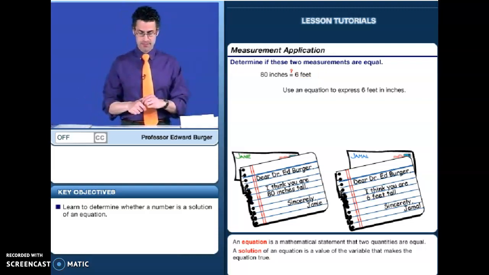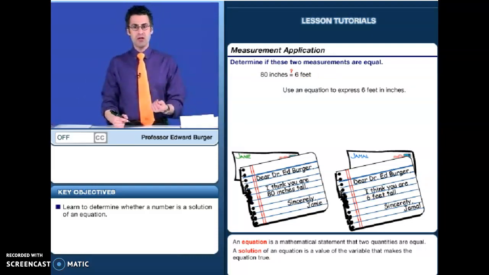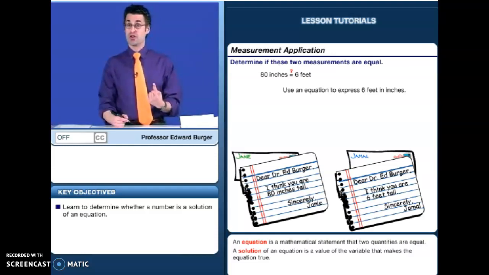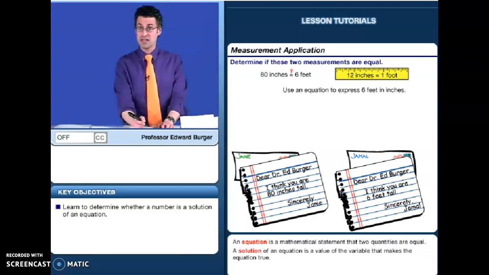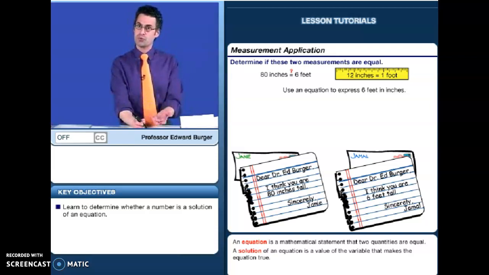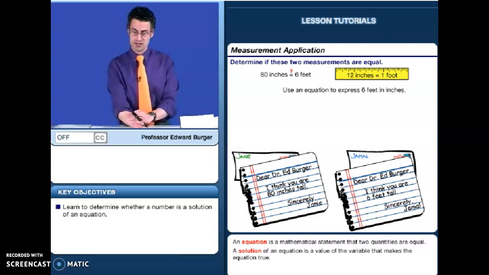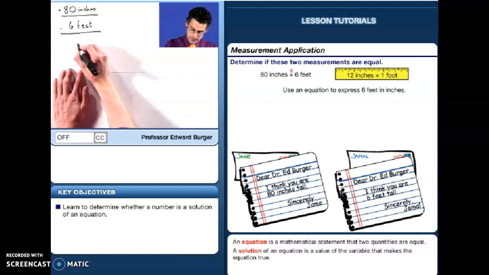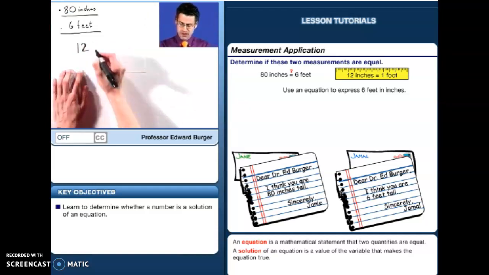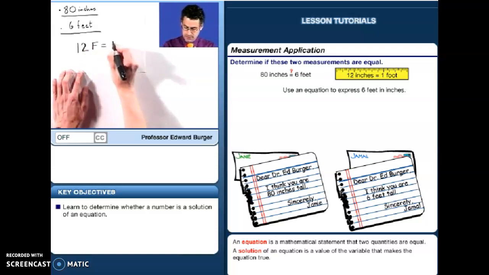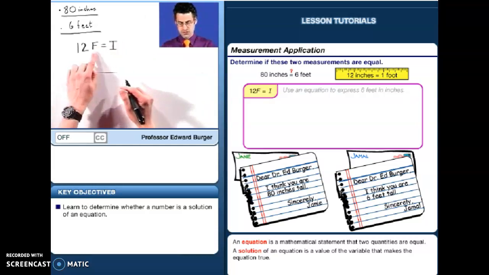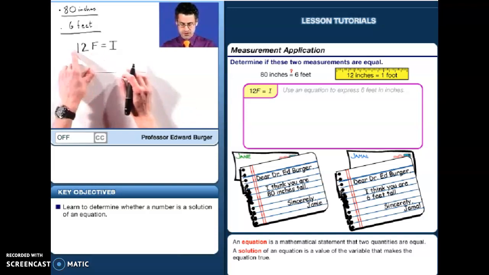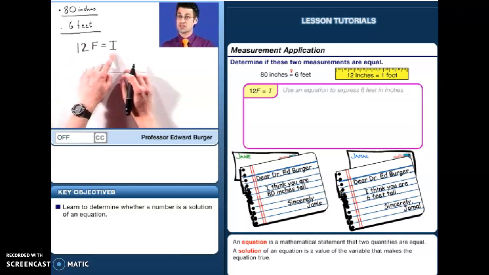And here's a way that we can think about it. I know that 12 inches make 1 foot. So that means if I know how many feet there are, if I take that answer and multiply it by 12, I'll convert it into inches. So I can write that out as 12 times F, where I'm going to call the number of feet an unknown, F, and that's going to equal the number of inches. Let's just think about it. If I put in 2 here for feet, then this produces 24, and that equals 24 inches.